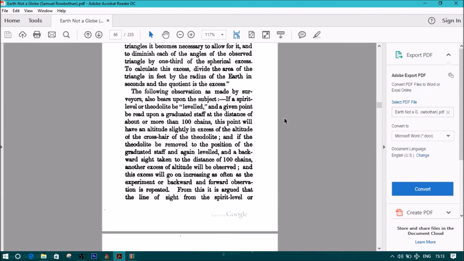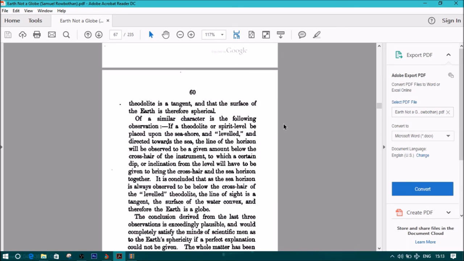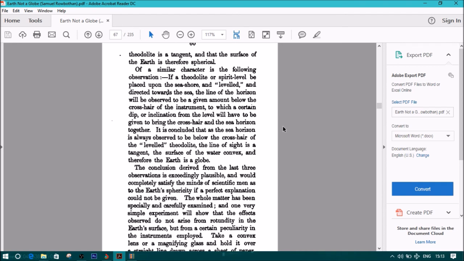And if the theodolite be removed to the position of the graduated staff, and again leveled, and a backward sight taken at the distance of 100 chains, another excess of altitude will be observed, and this excess will go on increasing as often as the experiment of backward and forward observation is repeated. From this, it is argued that the line of sight from the spirit level, or theodolite, is a tangent, and that the surface of the Earth is therefore spherical.